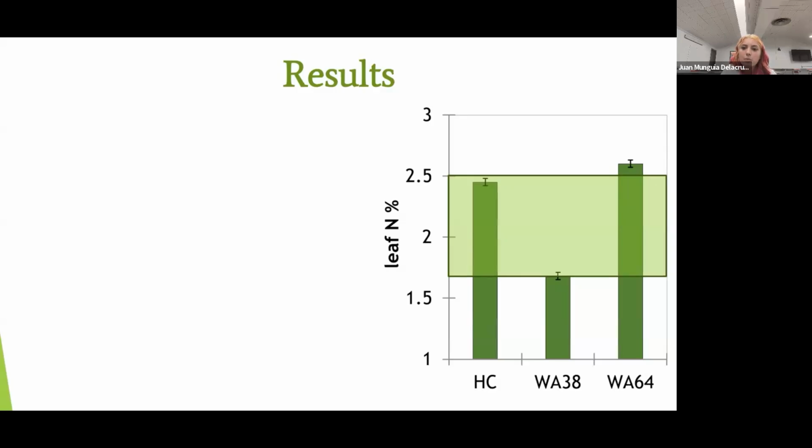As you can see, Honeycrisp and Wa 64 are within or above recommended values, respectively, while Wa 38 is below recommended values. In the Wa 38 block, Bernita has been controlling vigor by reducing nitrogen applications, and we can see the difference by measuring the leaf tissues.